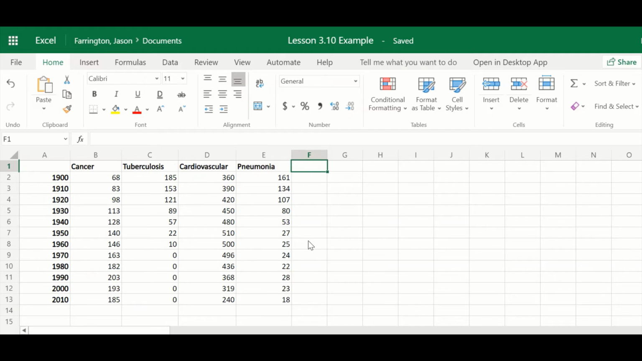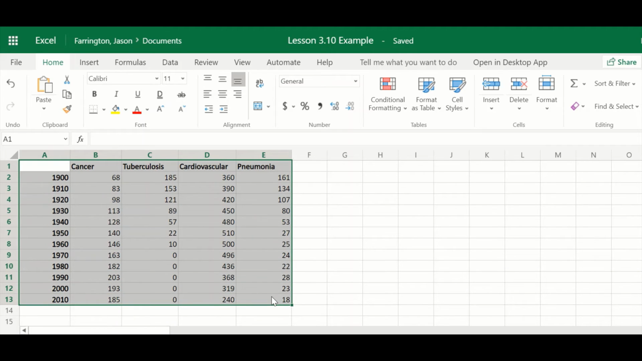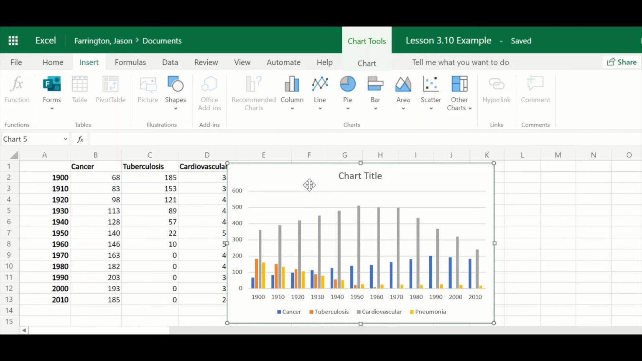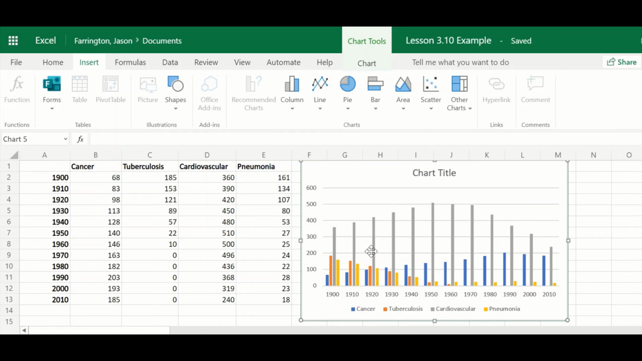So that's an understanding of what has happened with these four diseases over this time period from 1900 to 2010. Let's create our three graphs and see which one gives us our best visual understanding of what's happening. Let's highlight this data and go to insert, and we can see all of our different graphs available here. Let's start with our column here and do a 2D column. That's going to give us our multiple bar graph. You can see the gray is cardiovascular disease, and that's been the number 1. We can see blue is cancer, and it's been on the rise for most of this time, reaching a peak in 1990 and coming down slightly since. And tuberculosis and pneumonia started relatively high and have come down significantly since.